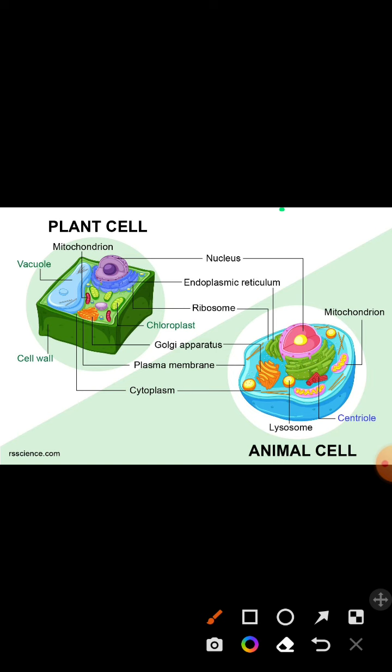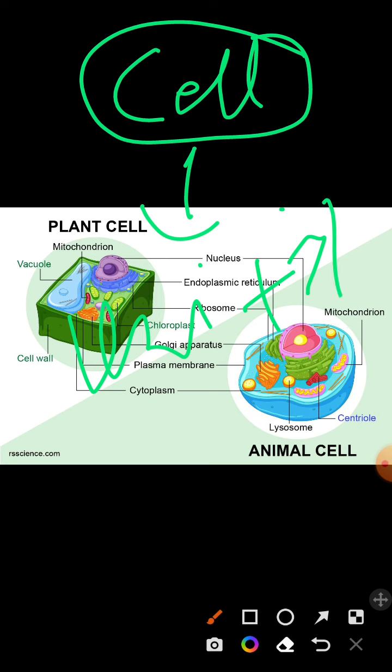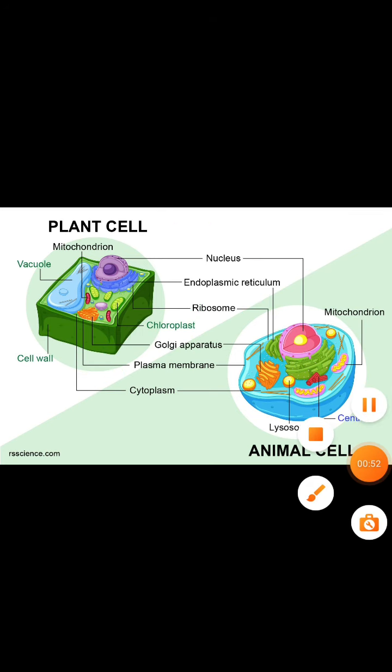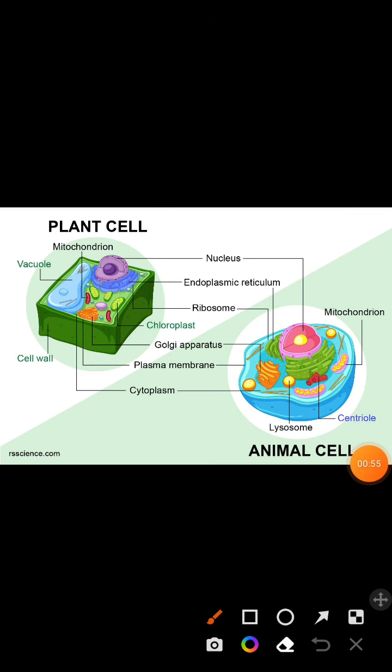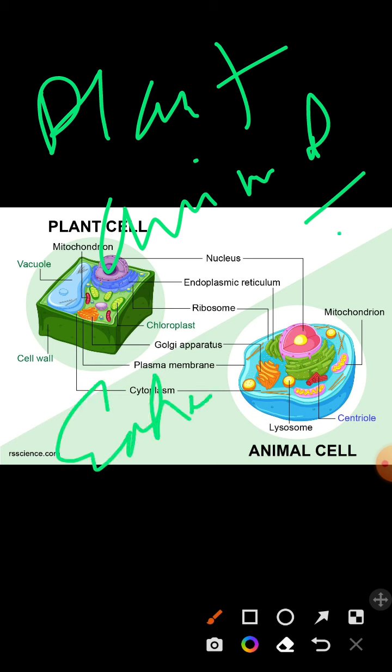So today's topic is about cell. This is unit 2 of the CSIR NET syllabus, and today's first lecture is all about the difference between, first of all, plant cell and animal cell, and then we are going to discuss the difference between eukaryotic cell and prokaryotic cell.